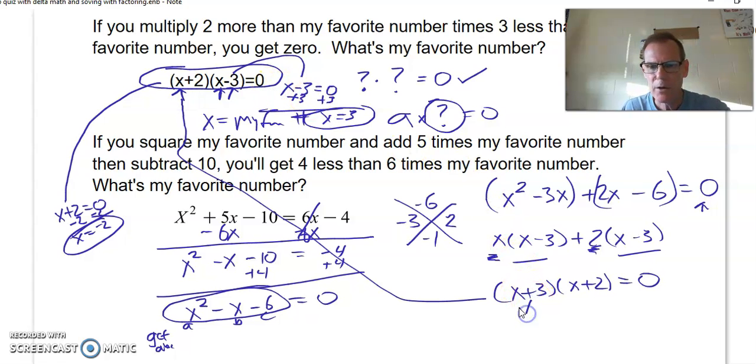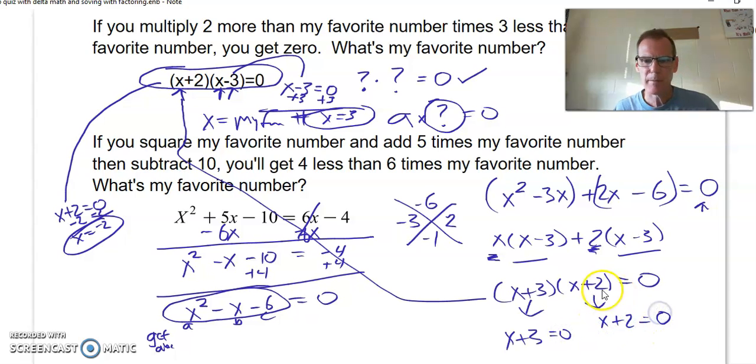So we're going to use this thing called the zero product property. When two things are being multiplied, they give 0. You can split them up. X plus 3 equals 0 and x plus 2 equals 0, because the zero product property says if two things are being multiplied and they come out to 0, then either the first thing has to be 0 or the second thing has to be 0. And then we solve these two equations.